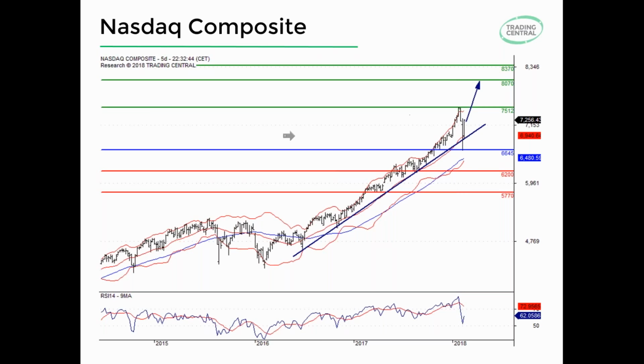In particular, we find this with the Nasdaq Composite. It means the technology shares are much more resilient. Their rebound is more powerful.